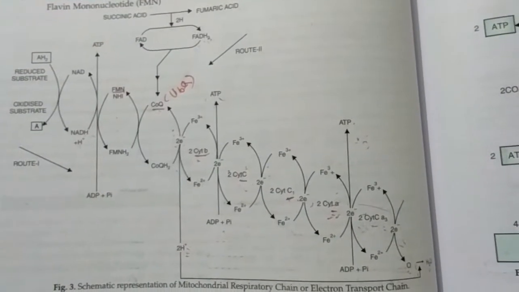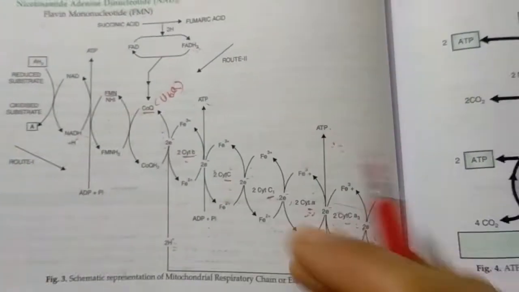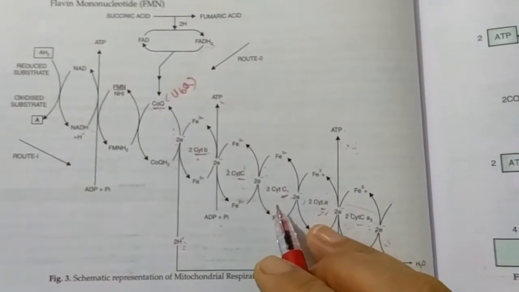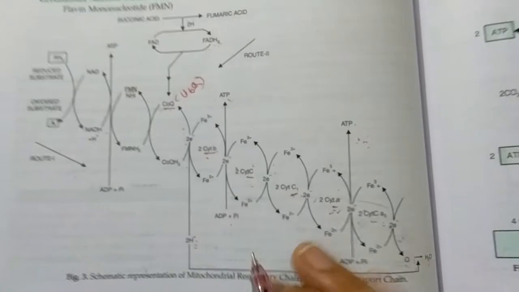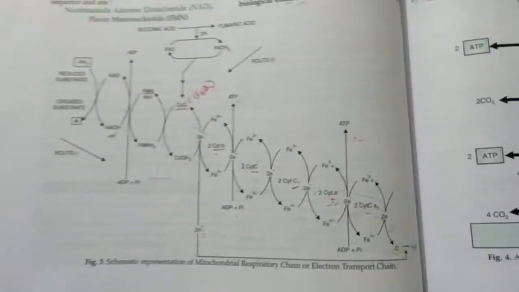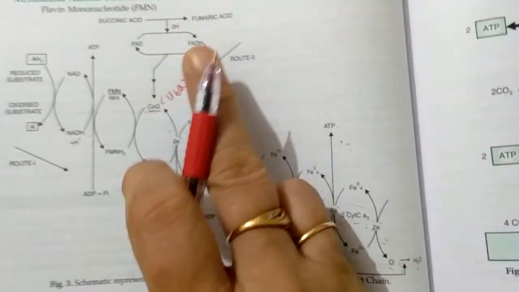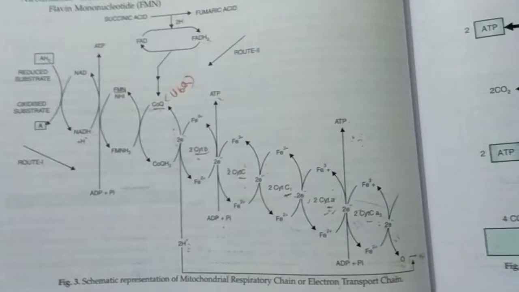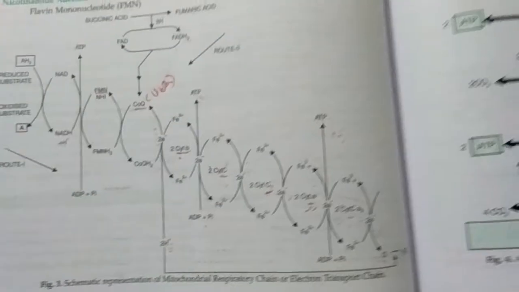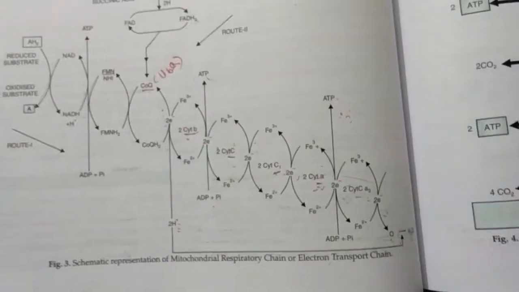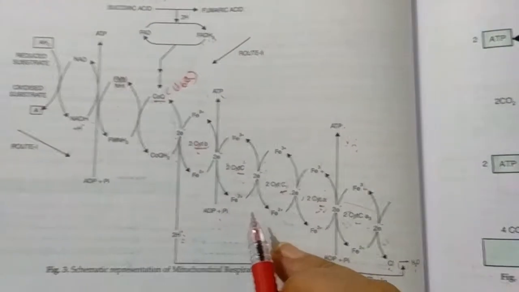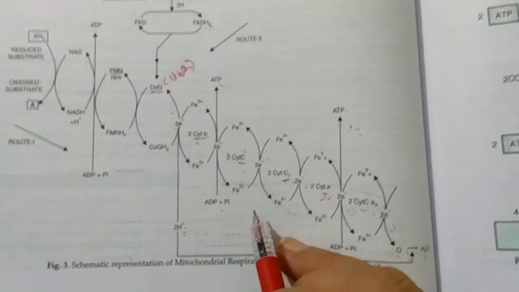And 2 ATP were already formed in glycolysis. So that way 36 ATP molecules are formed. 30 plus 4, 34, and 2 ATP were formed in glycolysis, so 36 ATP molecules we can calculate like this. So this is all explained here.